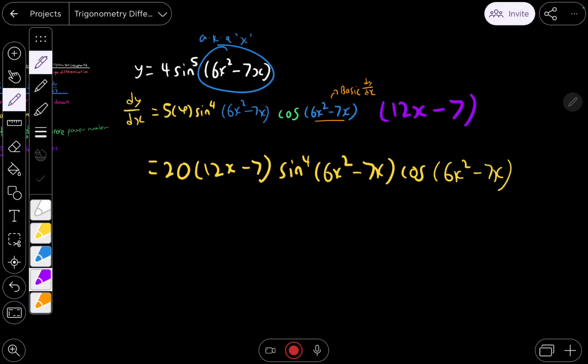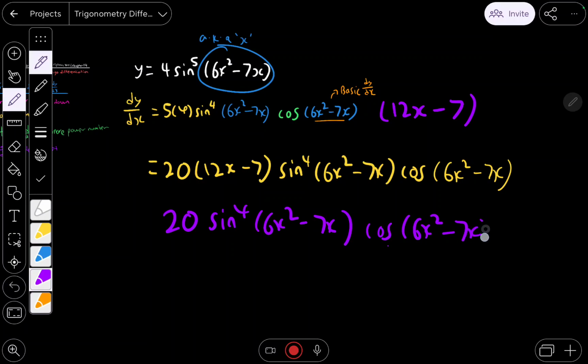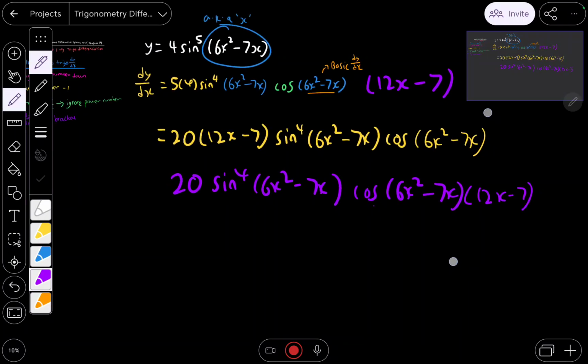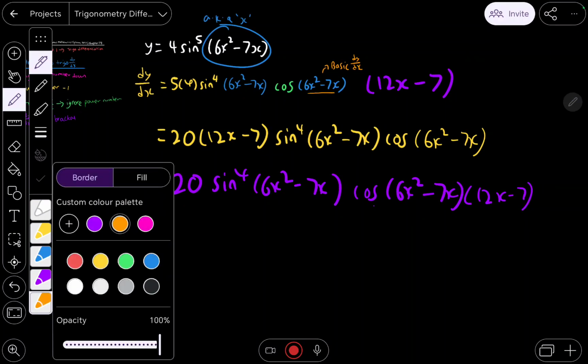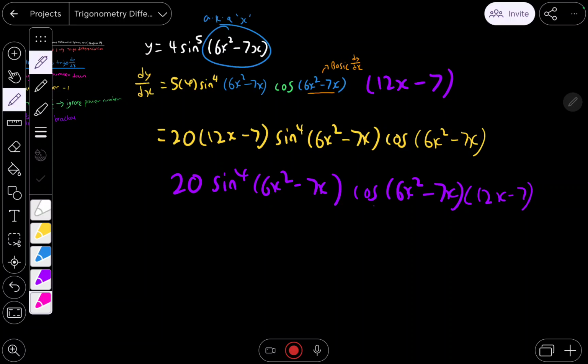So, your second answer, how can you write it out, will be 20 sine 4 6x squared minus 7x, cosine 6x squared minus 7x, and then 12x minus 7. Okay, you can write it out in this order, or you can write it out in the one I'm writing in pink. Okay, it will be a 20 cosine 6x squared minus 7x. There are actually 4 ways.